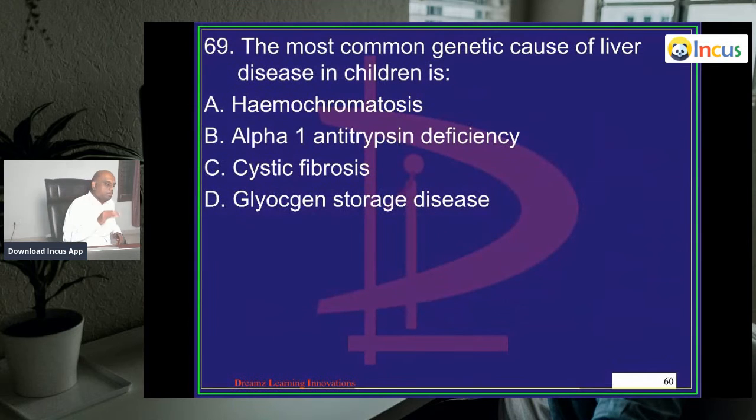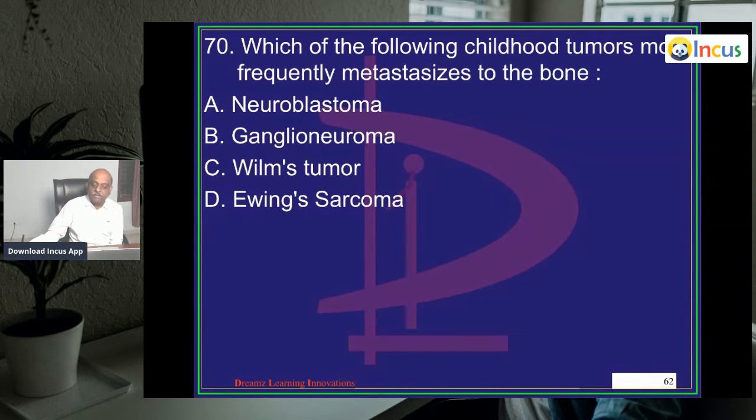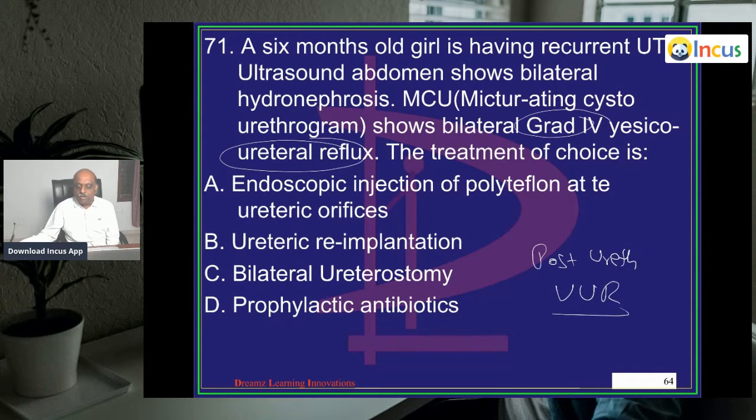What is the most common genetic cause of liver disease in children? Alpha-1 antitrypsin deficiency, genetic cause. It is neuroblastoma that frequently will have metastasis to the bone. A 6-month-old girl, recurrent UTI, bilateral grade 4 vesicoureteric reflux. Once more, doctor, posterior urethral valves and vesicoureteric reflux. These two are the favorite topics of the examiner.